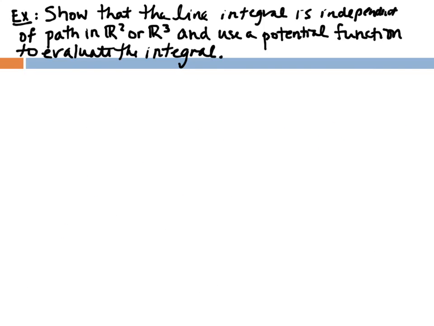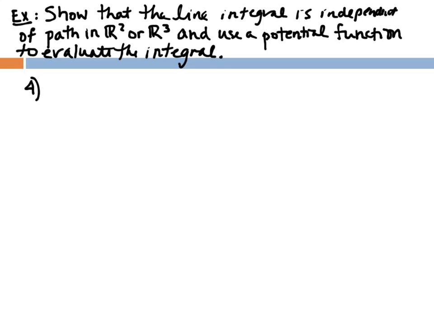Okay, so we're going to show that the line integral is independent of path in R2 or R3, and then we're going to use a potential function to evaluate the integral. And the first one that we're going to do is actually going to be in R2, I think, and then we're going to do an example. I can't remember if it's in R3 or not. Let's take a look, though.